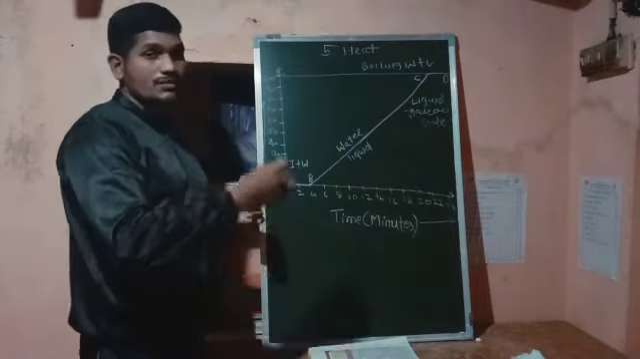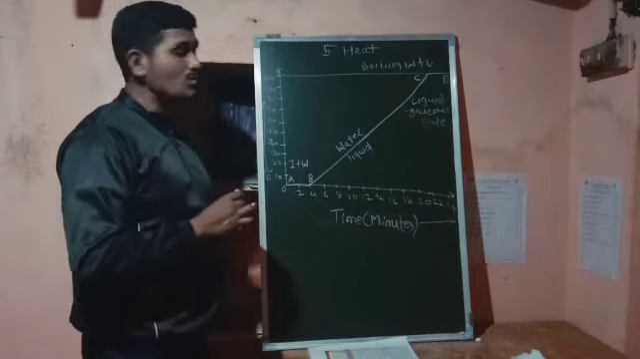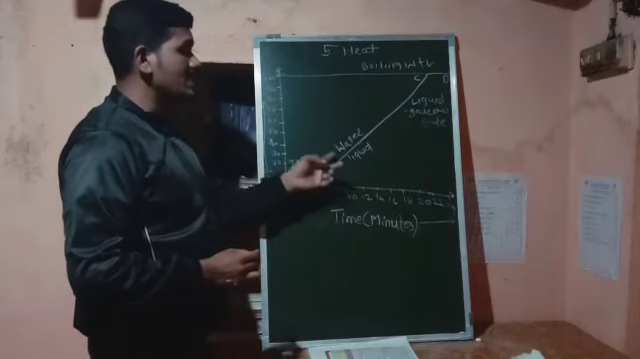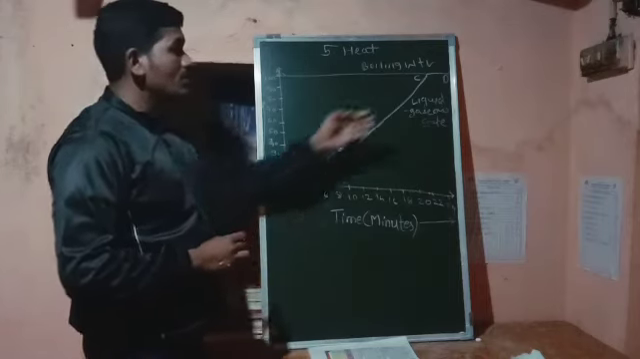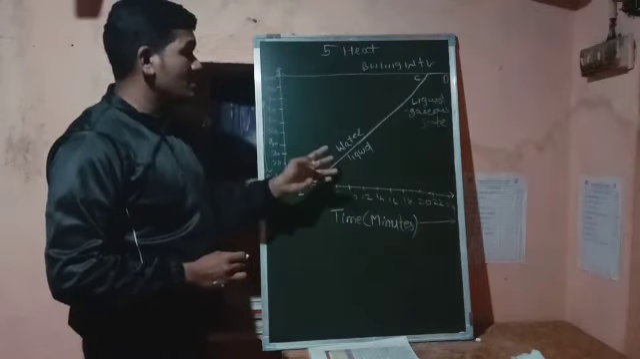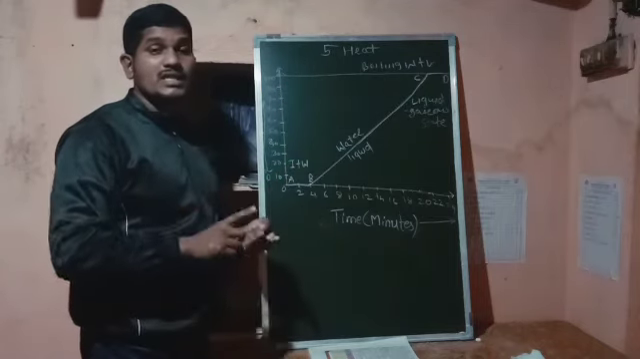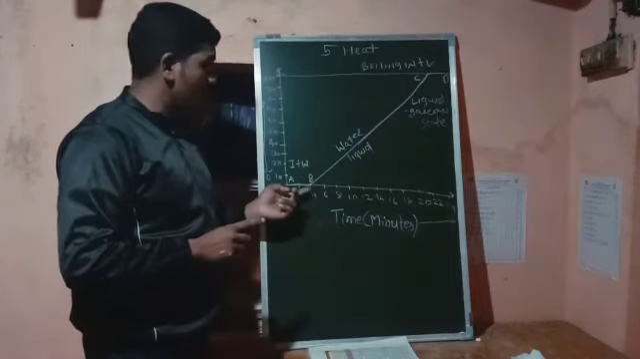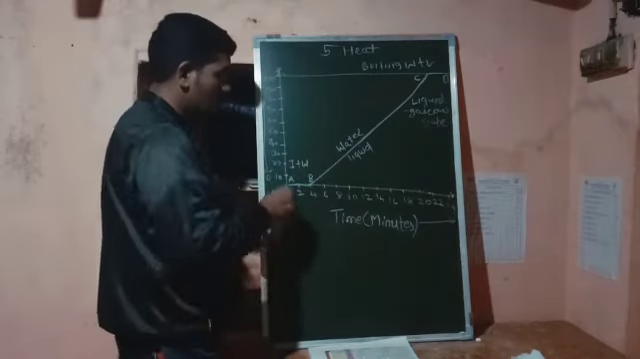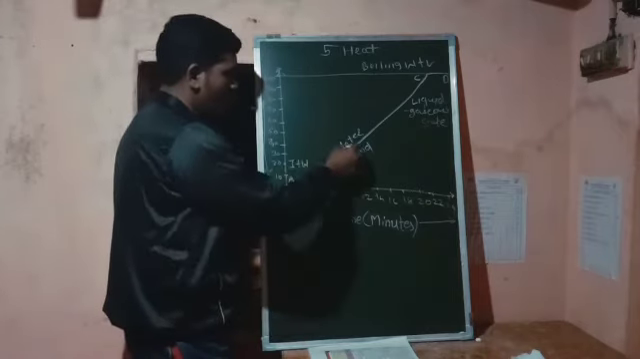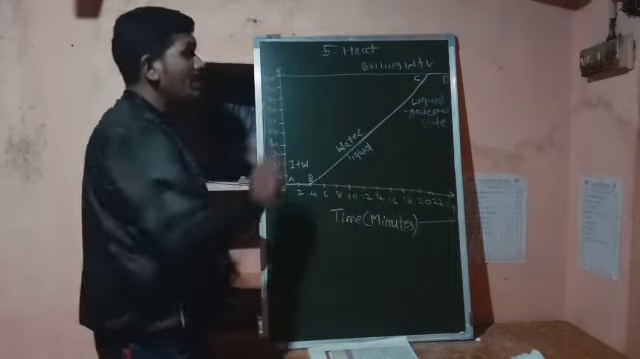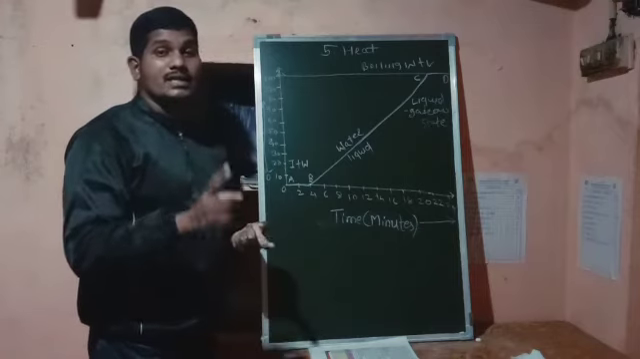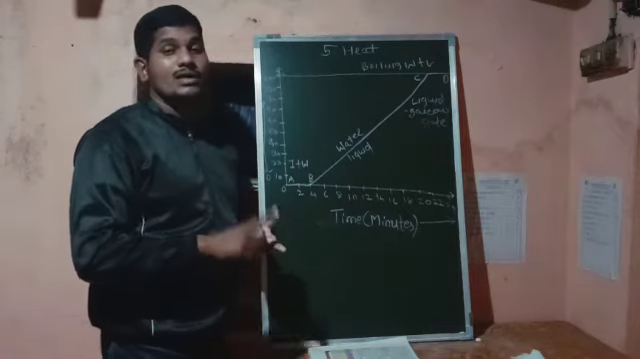Just before 100 degree Celsius, the state of the water is liquid, which is water. Initially that mixture in the beaker was ice plus water. Now after heating up to 20, 30, 50, 60, 70, up to 100 degree Celsius, the state of the water has become liquid. The entire ice has converted into liquid now.